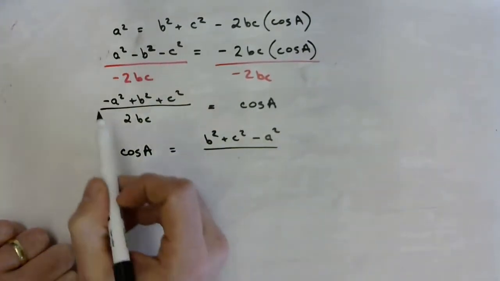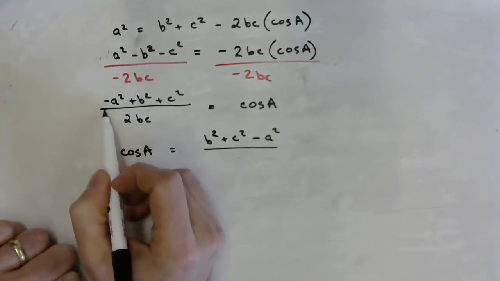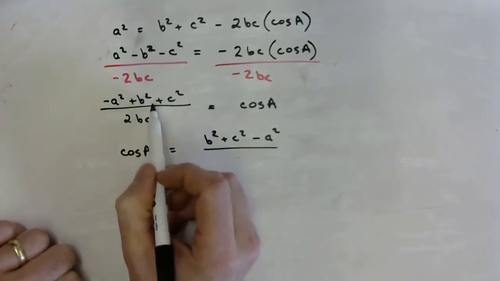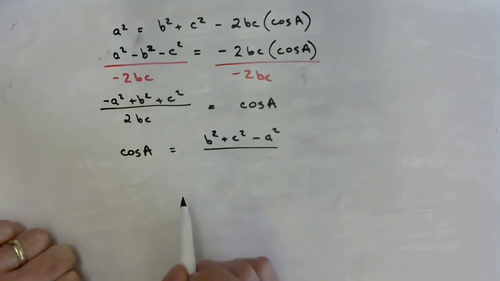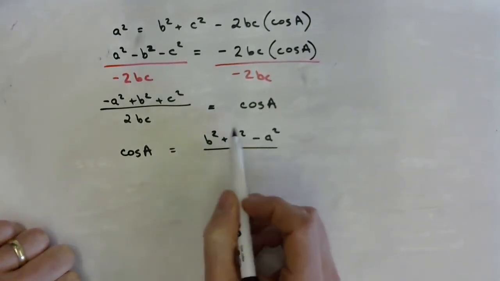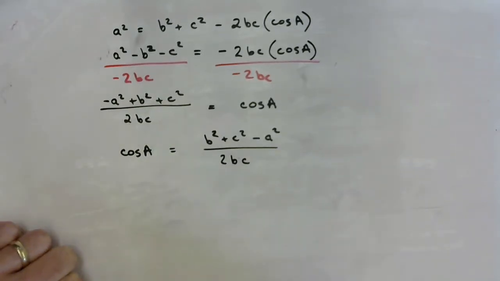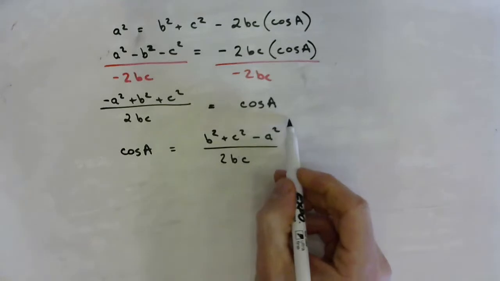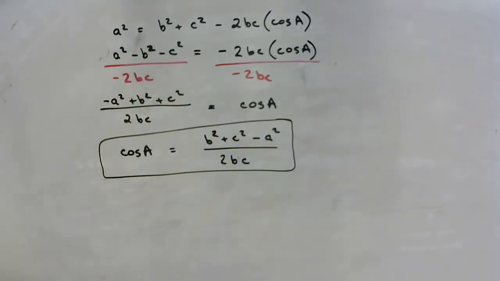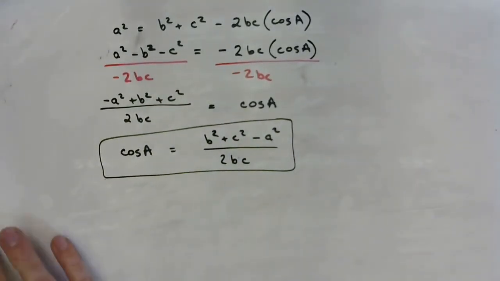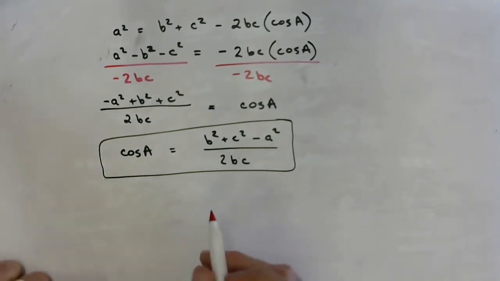Okay, I can do that because all I really have in the numerator is a negative term, negative A squared, positive B squared, positive C squared. I still have that: positive B squared, positive C squared, negative A squared, and the bottom is over 2BC. Now, this is the cosine law rearranged in order to solve for an angle. It too looks really complicated, but it's actually quite simple to remember.